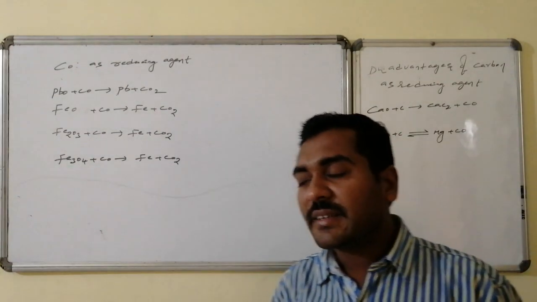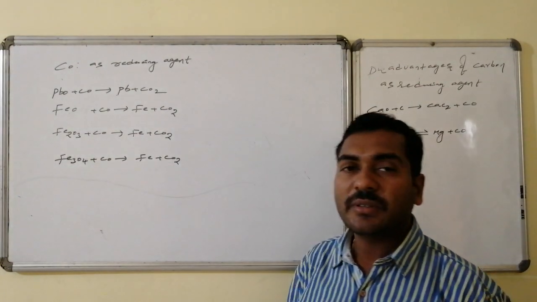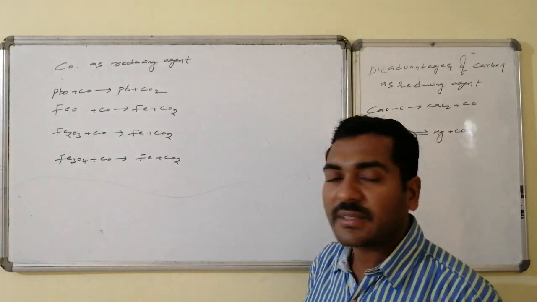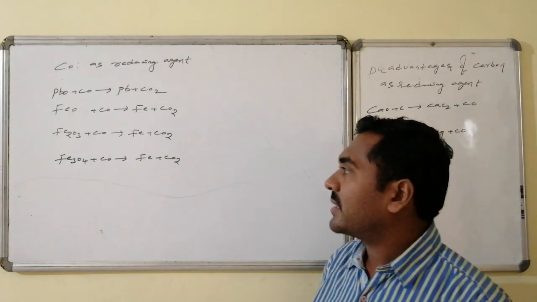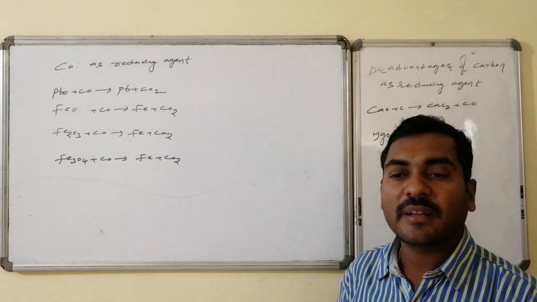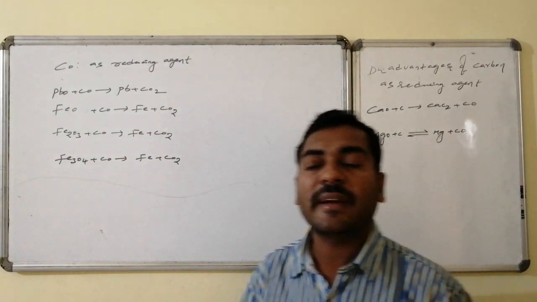And carbon monoxide acts as a good reducing agent. Even lead oxides are converted to lead, and all varieties of iron oxides, ferrous oxide, ferric oxide, and the mixed oxide of iron, are converted to metallic iron, followed by carbon dioxide.